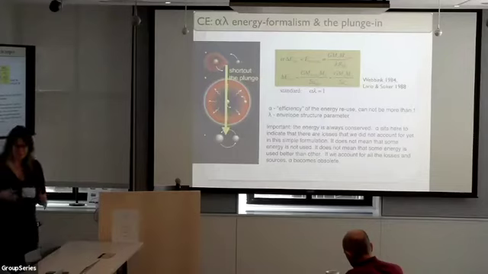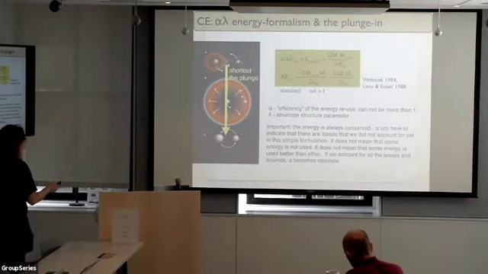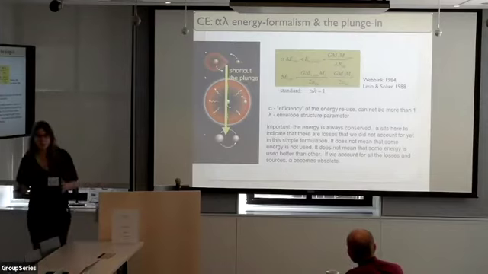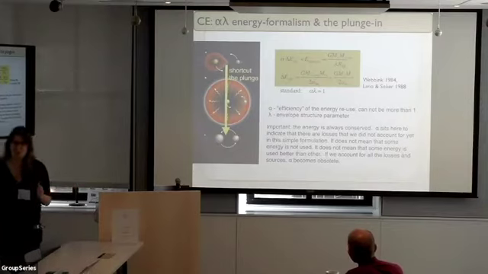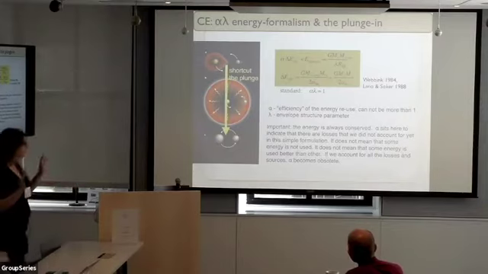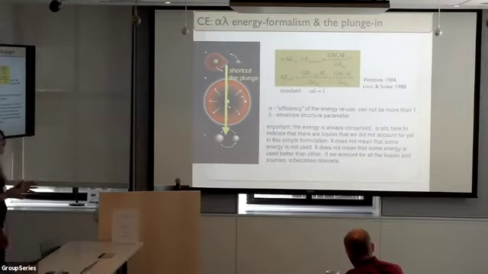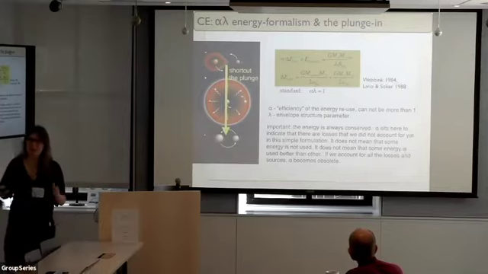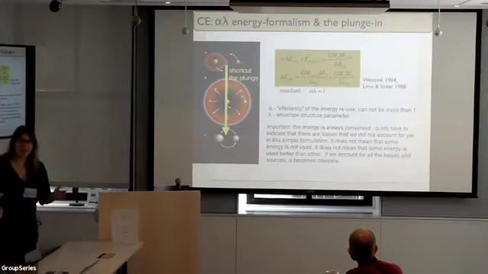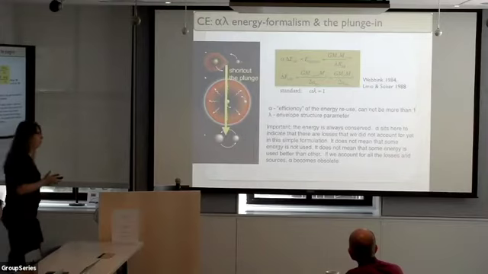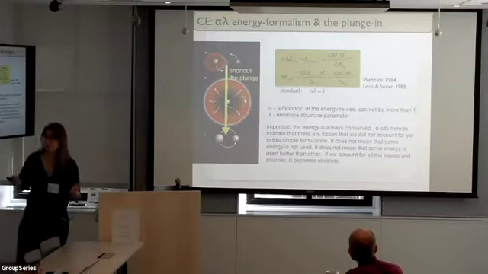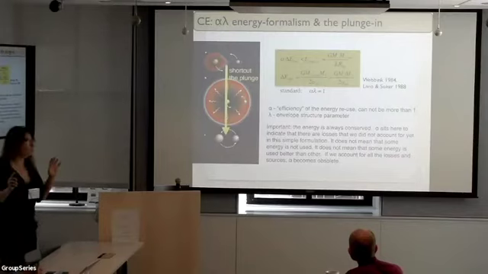Okay, so what was invented many years ago, first of all, was a shortcut from the initial stage to the final stage. You have your wide binary here, and then somehow you do the shortcut to the final binary. And to do so, an energy formalism was invented. Hand-wavy, what does it mean? You take the energy which you think is available, and that is the orbital energy, and you compare it with the energy that you think you have to spend, which was called the binding energy. That's the easy way to approach it.